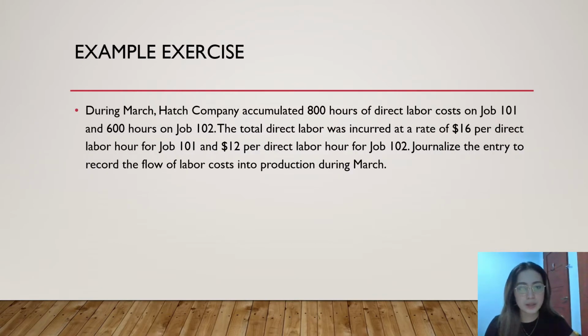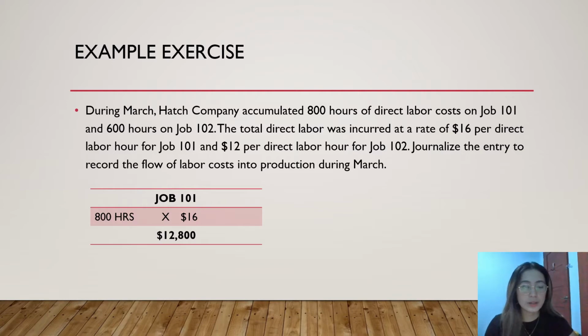So here's an example exercise. During March, Hatch Company accumulated 800 hours of direct labor costs on Job 101 and 600 hours on Job 102. The total direct labor was incurred at a rate of $16 per direct labor hour for Job 101 and $12 per direct labor hour for Job 102. Journalize the entry to record the flow of labor costs into production during March.